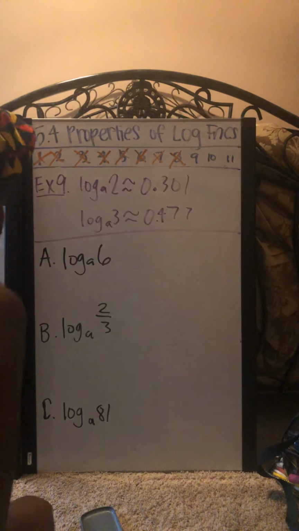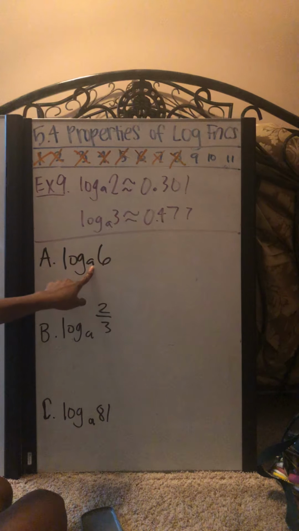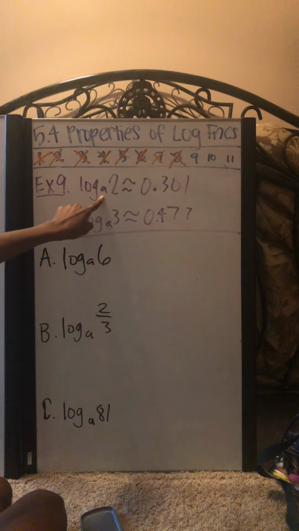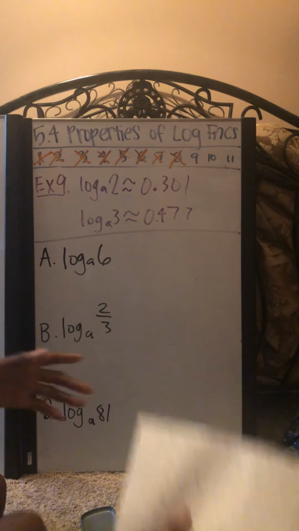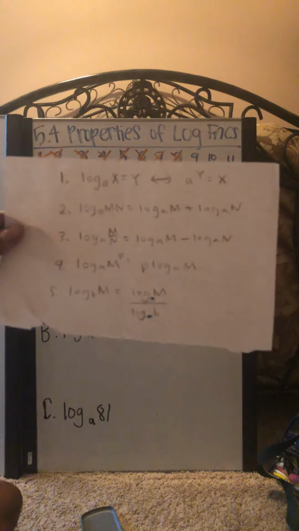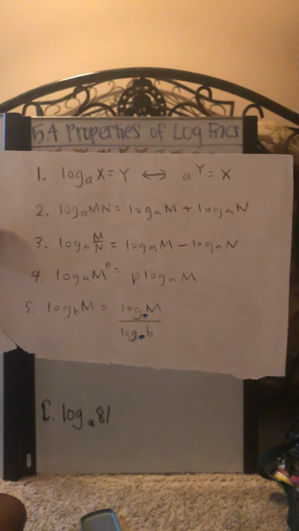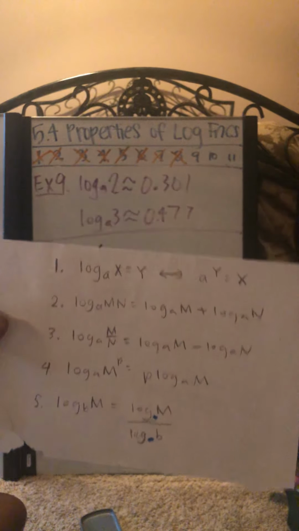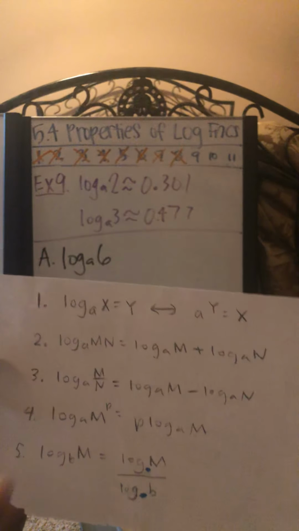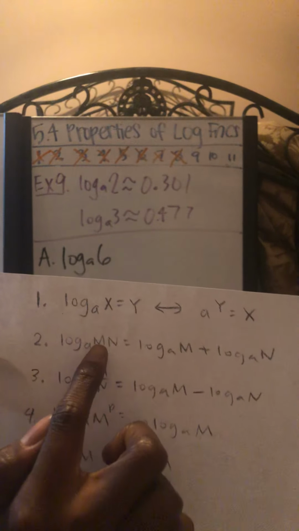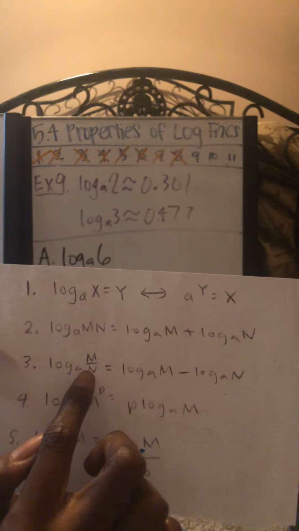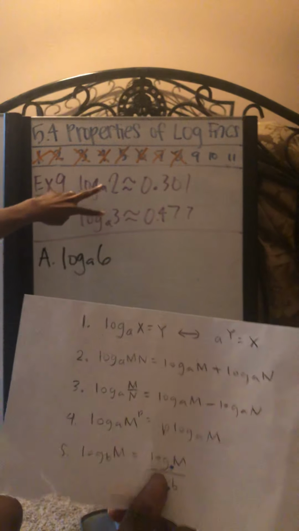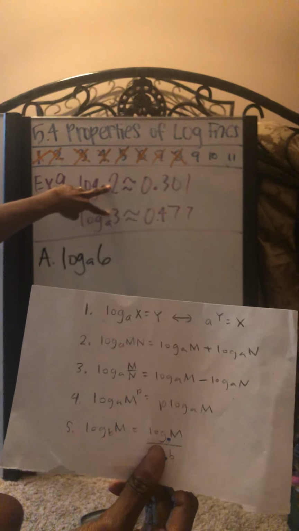So, because we do not know what this little base A is, we have to rewrite all of these either as log A2 or log A3, okay? So we're going to have to go to our little 5 things that we know. So we can rewrite that 6 using multiplication or division, except we want it to only be 2s and 3s, okay?